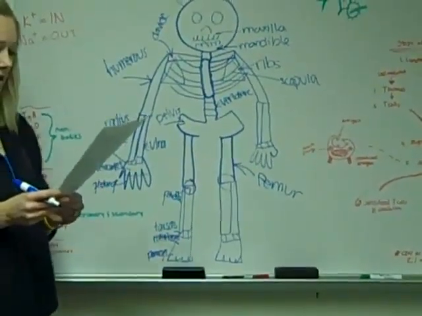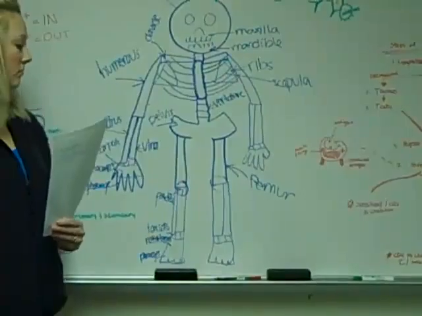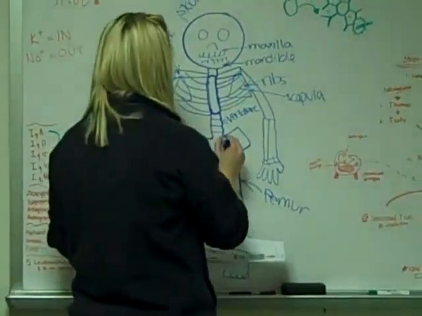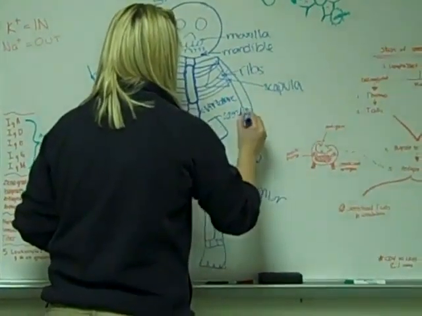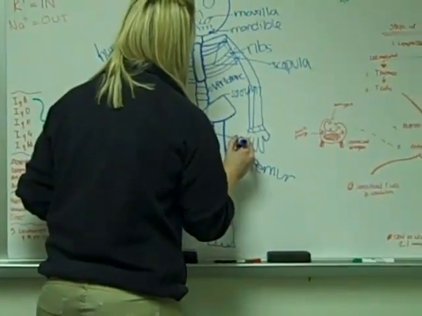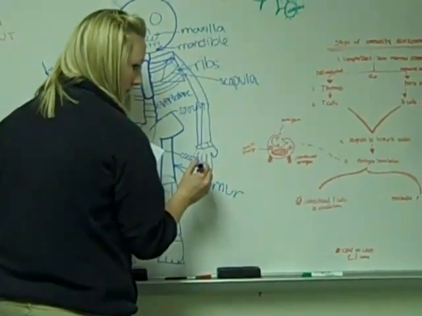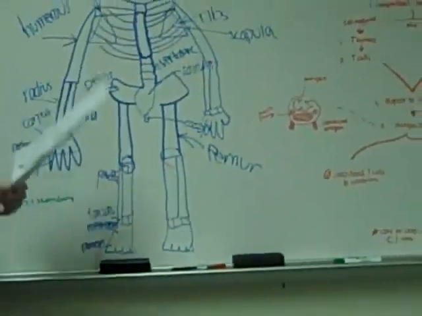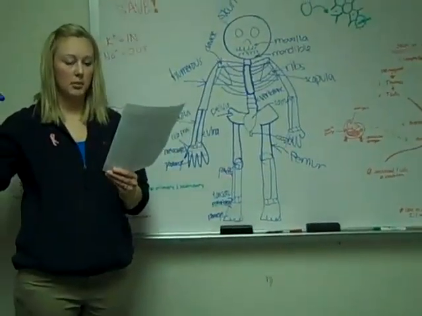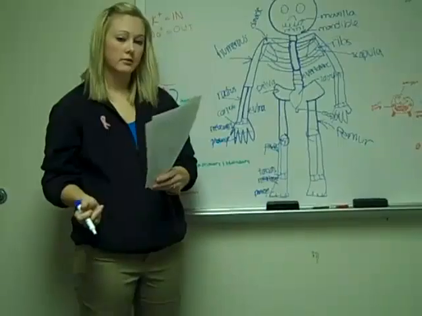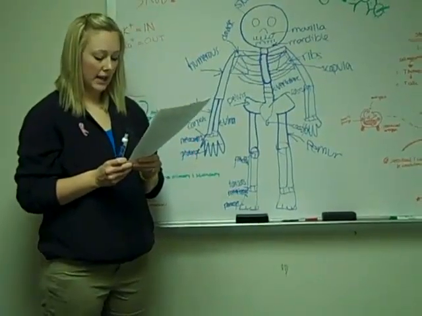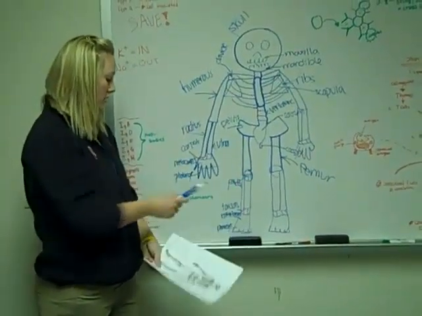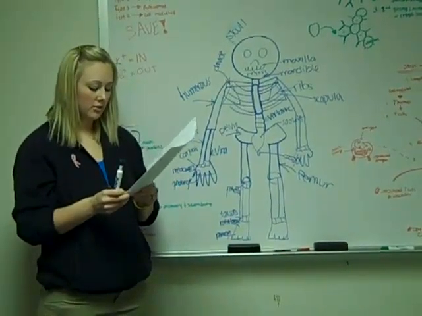How about your sacrum? Does anyone know where your sacrum is? Your sacrum is actually like your tailbone. And at the very bottom of your tailbone, you have what is called a coccyx. And metacarpals we talked about is the middle of your hand. It's what makes up your palm. And your femur we talked about is the biggest and longest bone in your body. Your tarsals we talked about make up your ankle.